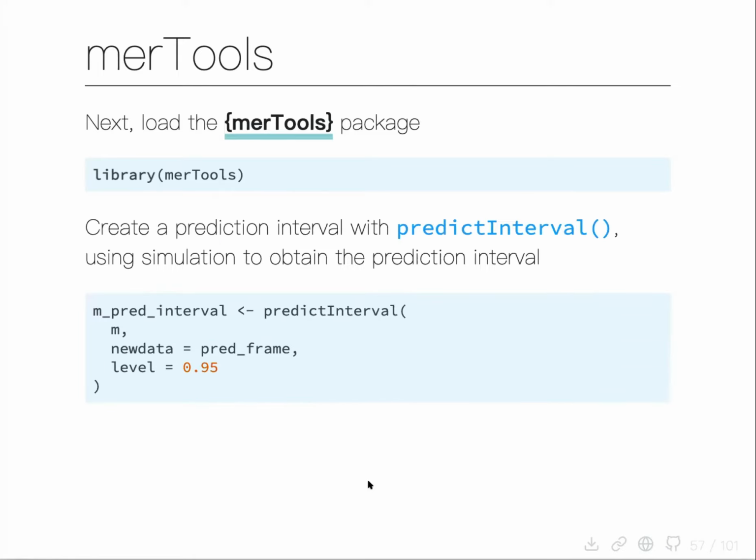Okay, so MerTools. MerTools has this function called predict interval, okay? And that's what we're gonna use to get an interval, an uncertainty interval, around our model predictions, okay? So I use predict interval on M, my model. I'm saying new data is equal to pred frame, okay? So that prediction frame I just created on the last slide. And then the level is equal to 0.95.